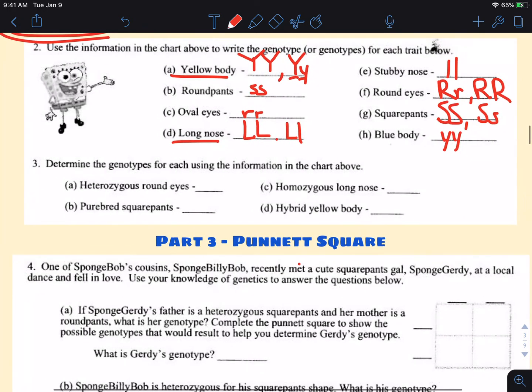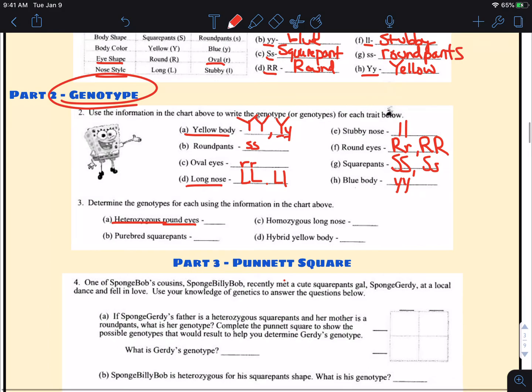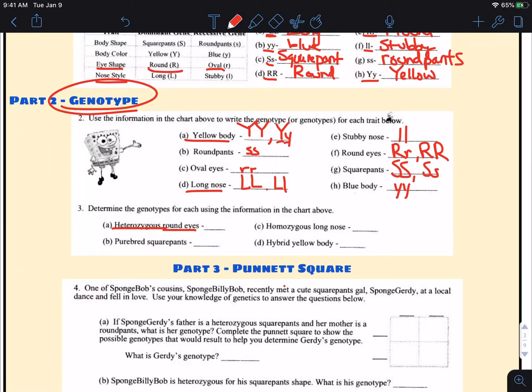All right, now down here we can see it in a couple of different ways. Here we're talking about heterozygous round eyes. So we're looking for the genotype for heterozygous round eyes. Round eyes are going to result in an R. So eye shape is going to be R. We've got heterozygous, that means we've got one and the other. That's big R, little r. Now I'm going to skip over, I'm going to do this one next. We have homozygous long nose, and homozygous means the same. So for homozygous long nose, that's big L, big L.